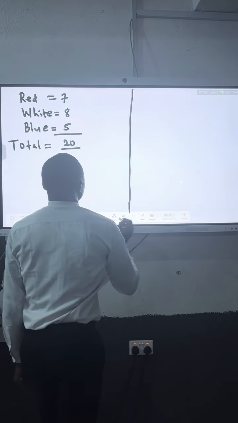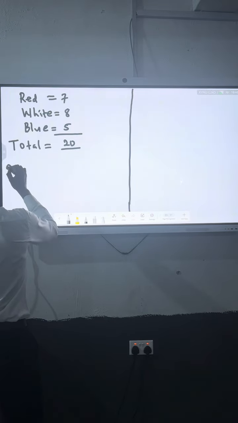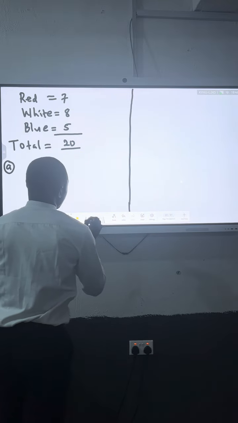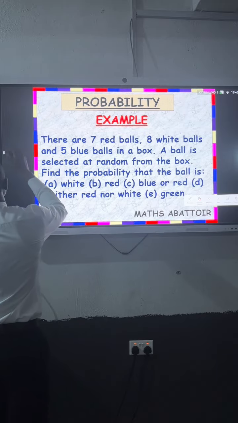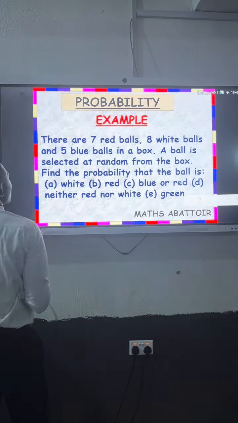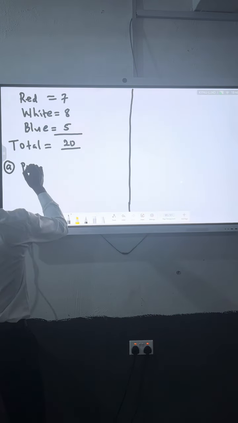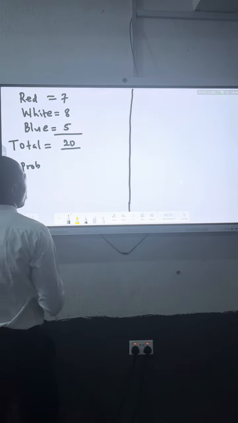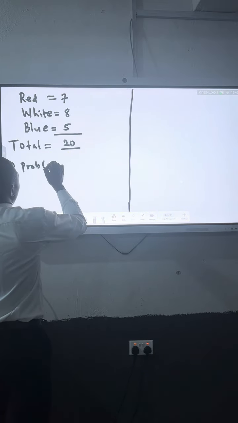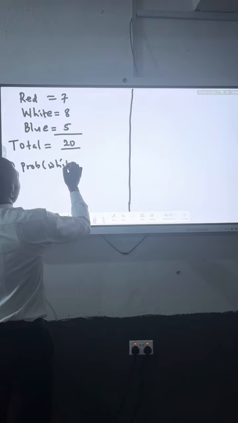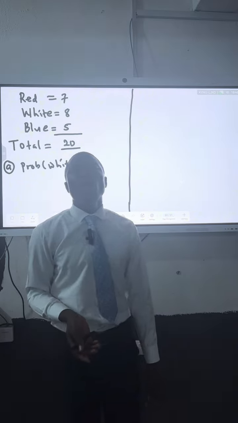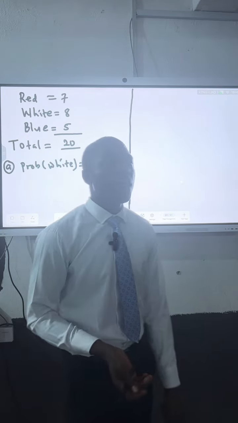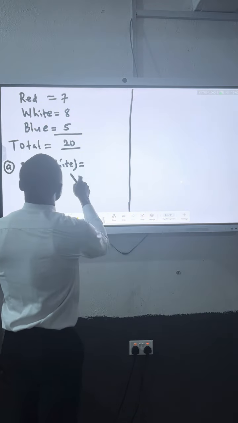The A part says we should find the probability that it's going to be white. So, the chance that it's going to be white. At random means you pick without looking, or without paying attention. So probability of white means the number of white balls divided by the total possible number of balls in the box.